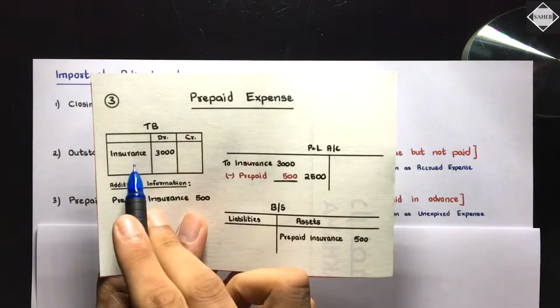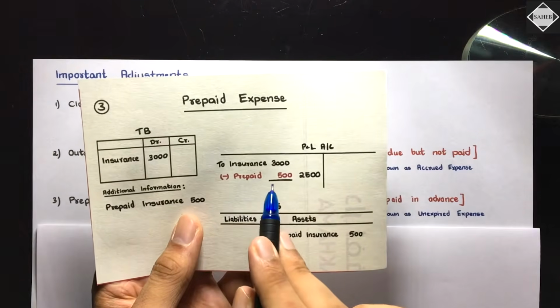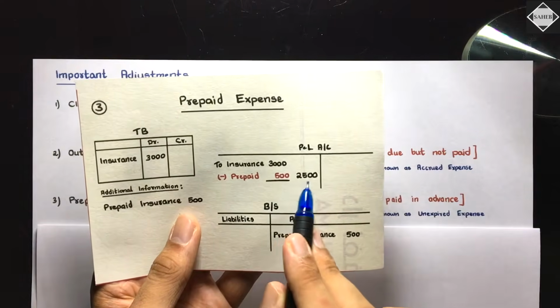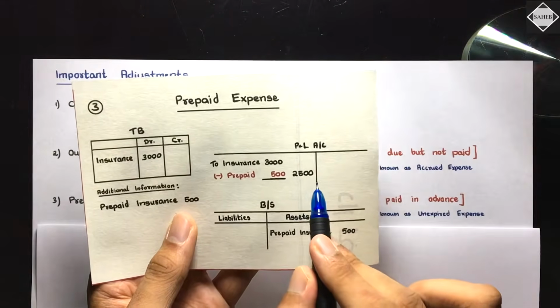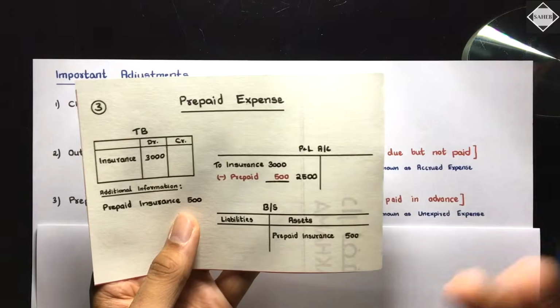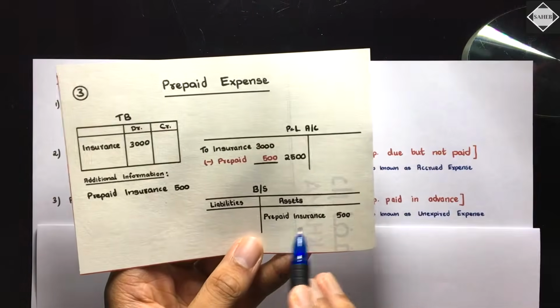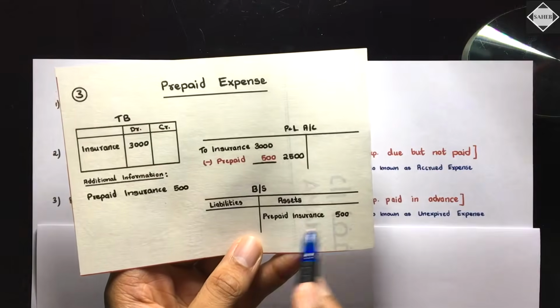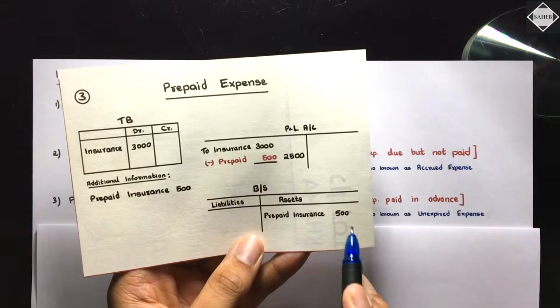The trial balance insurance premium will come in the inner column as 3,000, and then for the prepaid, you will subtract 500. 2,500 is the correct expense regarding insurance premium. Future expense is an asset right now. So that future expense which we have paid right now will appear in the assets as a current asset, which is called prepaid insurance, 500.